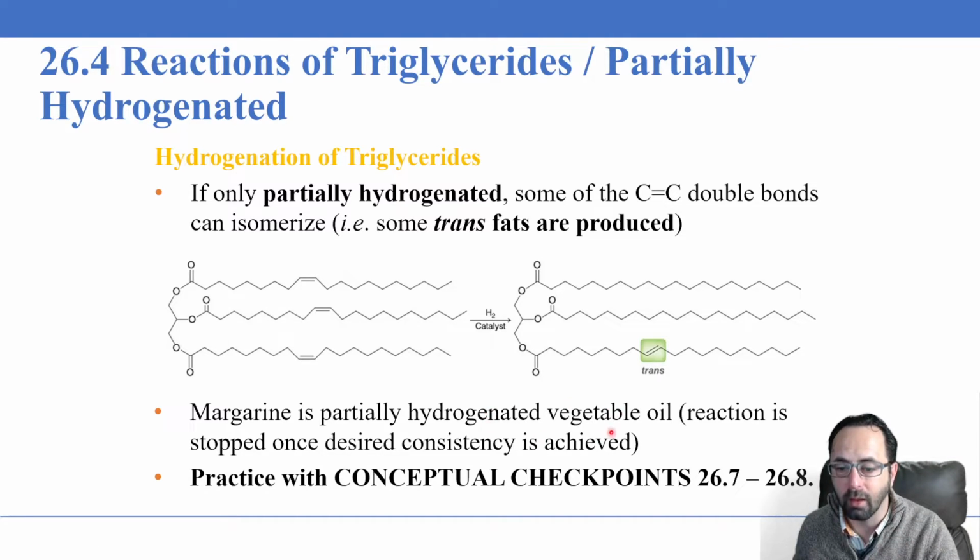Margarine, for example, again, is partially hydrogenated vegetable oil. The reaction is stopped once the desired consistency is achieved. Again, if you keep saturating them, you'll get a more and more solid fat, and really you want something that's kind of soft and spreadable for margarine.